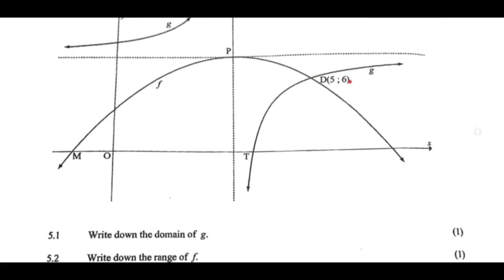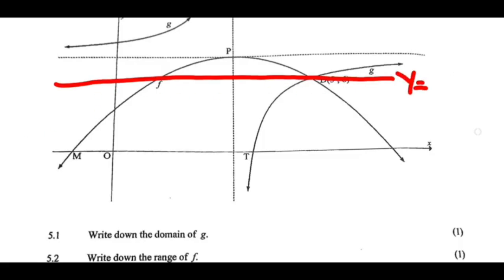Now we can see there is a y value 6. So we're looking at f, which is a parabola, less than 6. So we can draw this y line here. This is y is equal to 6. We need to determine the values of x for which f of x is less than 6.